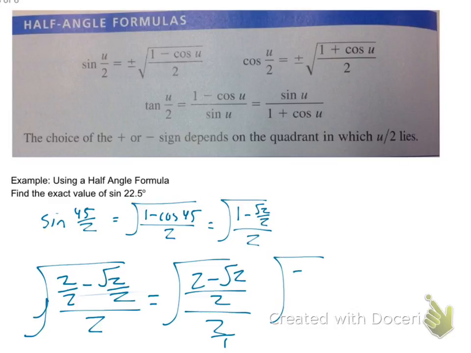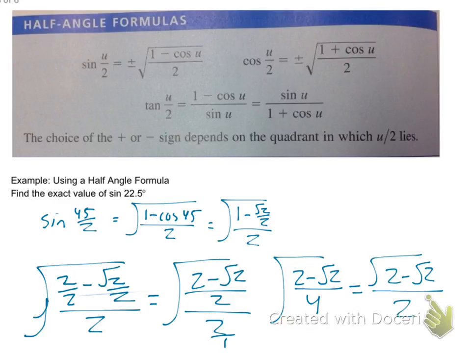So this becomes the square root of 2 minus the square root of 2 all over 4. And when you square root a fraction, you square root the top and the bottom. Yes, you have a nested square root. A square root within a square root. It just happens. You can't do anything else about this. The question is, where is 22.5 degrees? First quadrant. Is it positive or negative? It's got to be positive. Is this going to guarantee you to be positive? I think so. So there is your answer.